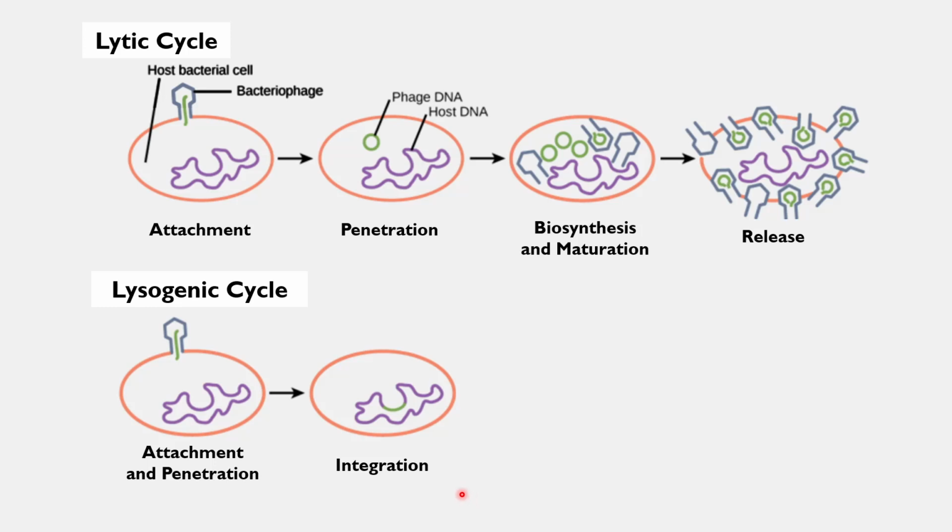Integration is where the viral DNA will actually merge with and become part of the bacterial cell's chromosome. So as we can see, this little fragment of green DNA in here represents the viral DNA that has merged with the bacterial DNA. So in this sense, phages that perform the lysogenic cycle are sneaky. They will sneak their DNA into the bacterial chromosome, and in doing so, they create what's called the prophage.